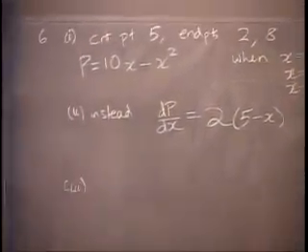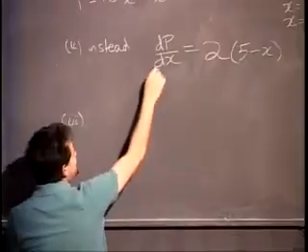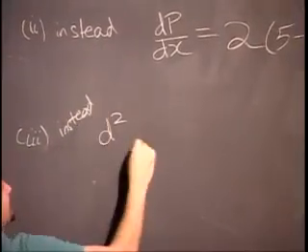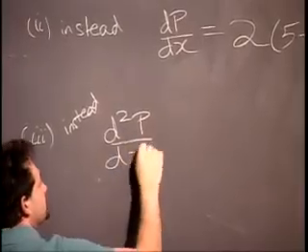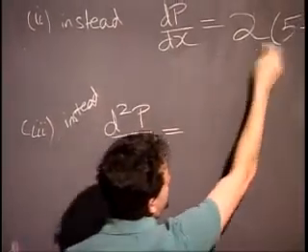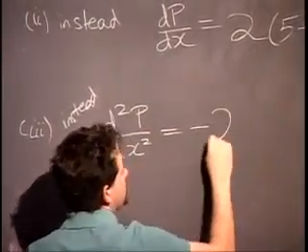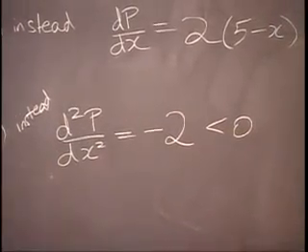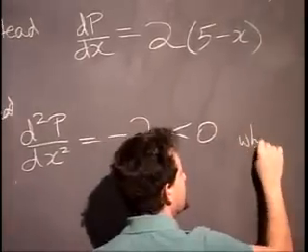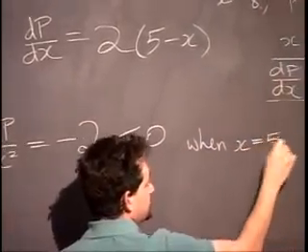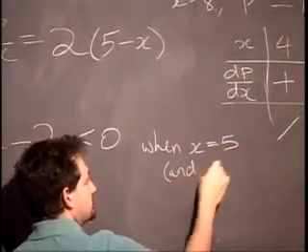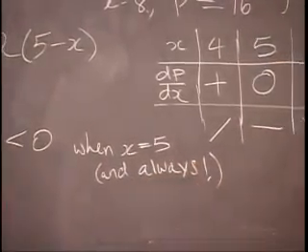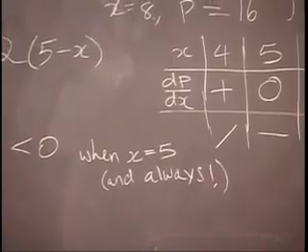Finally, I'll show you an alternative method. If you just differentiate this again, so instead the second derivative, well, it's just minus 2, which is negative. Actually, you only need it to be negative when x equals 5. It's negative always. Doesn't really matter. The only thing that matters is whether it's positive or negative at the critical point.